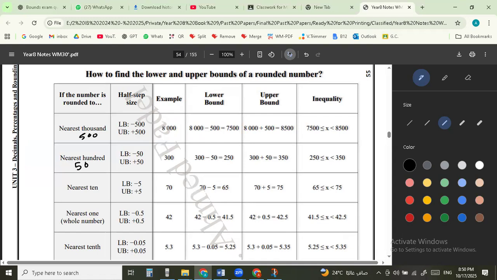The inequality is going to be x is greater than or equal to, because 250 is included. You put before it the lower bound, and right after it you put the upper bound, but it is not included. So this is how we write the interval. Here, make sure that you put the equal sign over here. It is x is greater than or equal to 250 and less than 350.